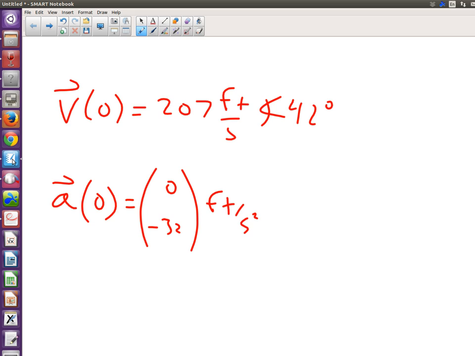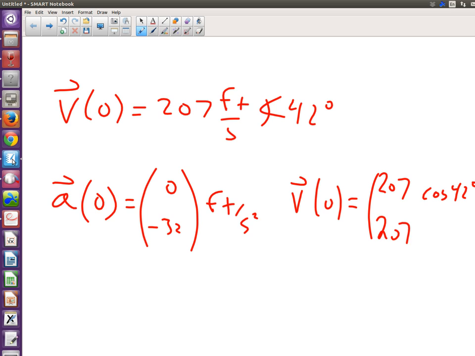How about the horizontal and vertical components of V0? Now we have V0 in polar form. I want it in Cartesian form. Remember how you get the horizontal component of a vector? Times the cosine. So I'm going to write 207 feet per second cosine of 42 degrees for the horizontal component, and for the vertical component, 207 sine 42 degrees. Just like when we did polar coordinates, r cosine, r sine. Remember that? The very first week at school. And this is feet per second.